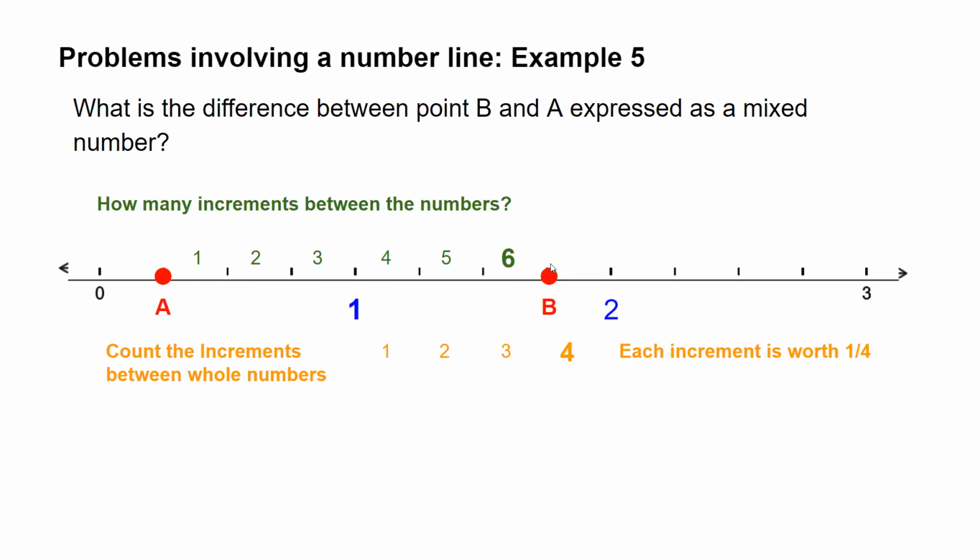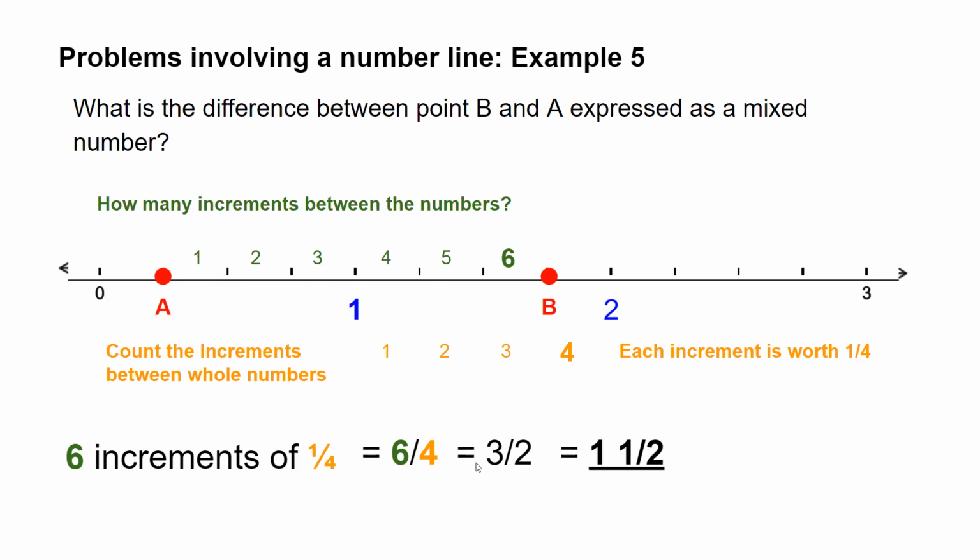Frequently, in this kind of a problem, you will get an improper fraction, and that's the case here. We have 6/4. 6 increments of 1/4 is 6/4, and now we want to convert that to a mixed number because that's what the problem asked for. What is our answer as a mixed number? We first reduce it. 6/4 is 3/2. 3/2 is 1 and 1/2 as a mixed number. And that's our answer to that problem.